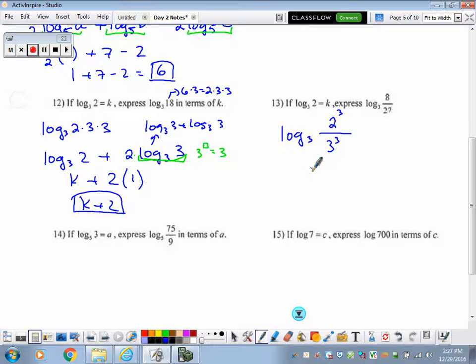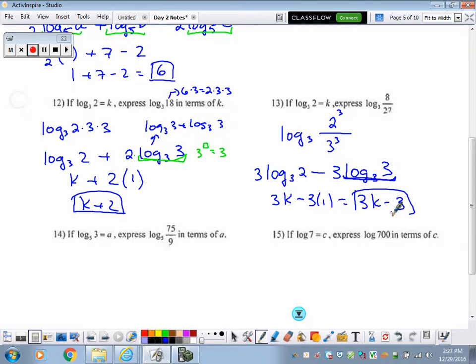We can expand that. The 3 will come out front, so I have 3 log base 3 of 2. Division will be expanded using subtraction, so I have 3 log base 3 of 3. We know that log base 3 of 2 is equal to k, so that will be replaced with a k. And again, log base 3 of 3 is going to be a 1. So we have 3k minus 3.